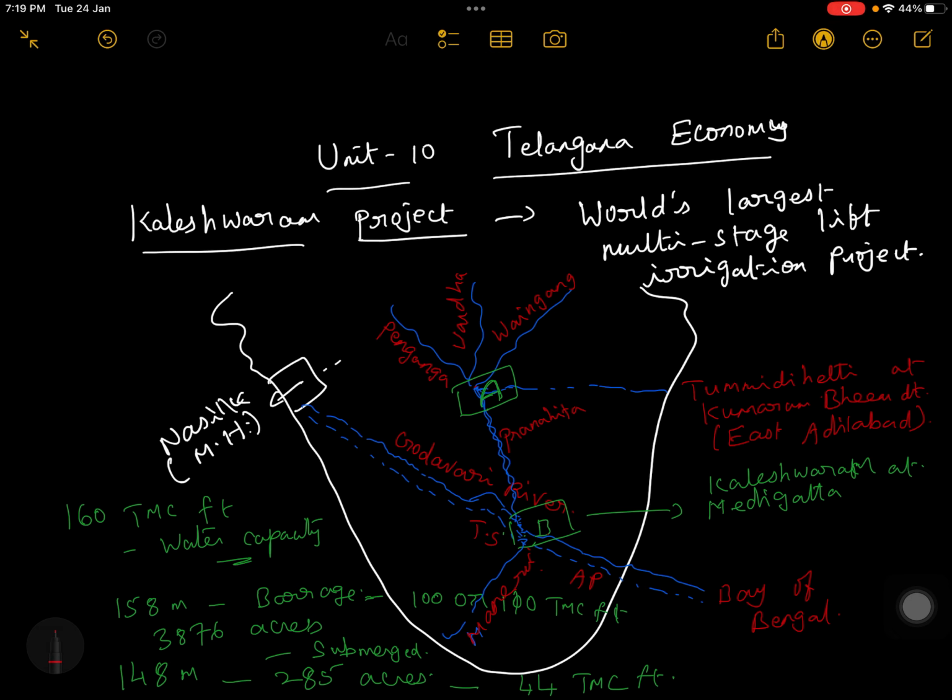So you have three: the Pranahita, which is the major contributor to the water capacity, and the Godavari river, which is in the downstream, and also river Maneru. So all three rivers are confluencing at this particular place, and so they were re-engineered and redesigned. Now they made the project into two. One will be project A, the same at the Tumidihatti.